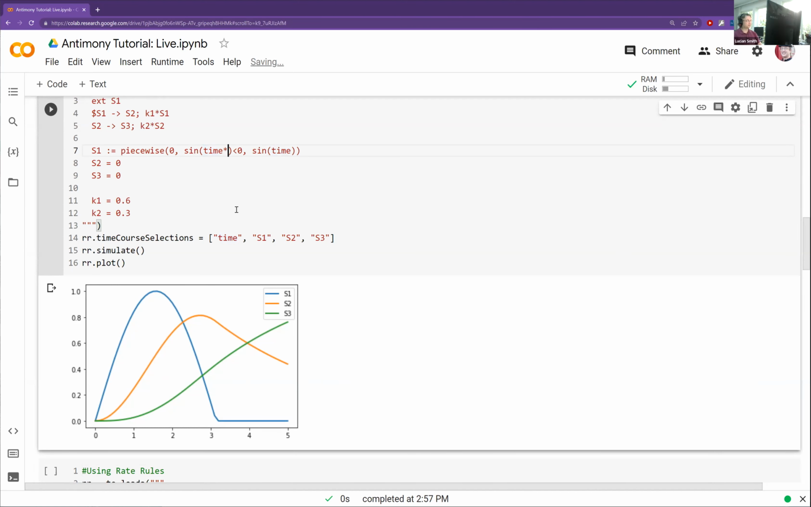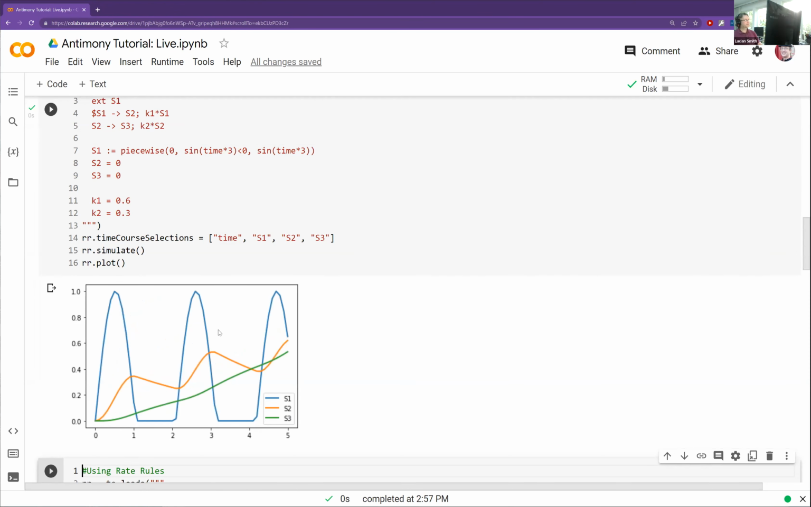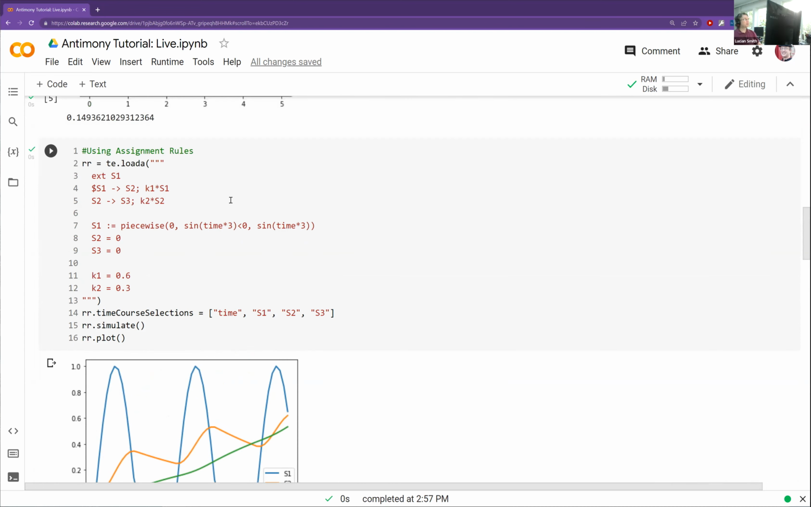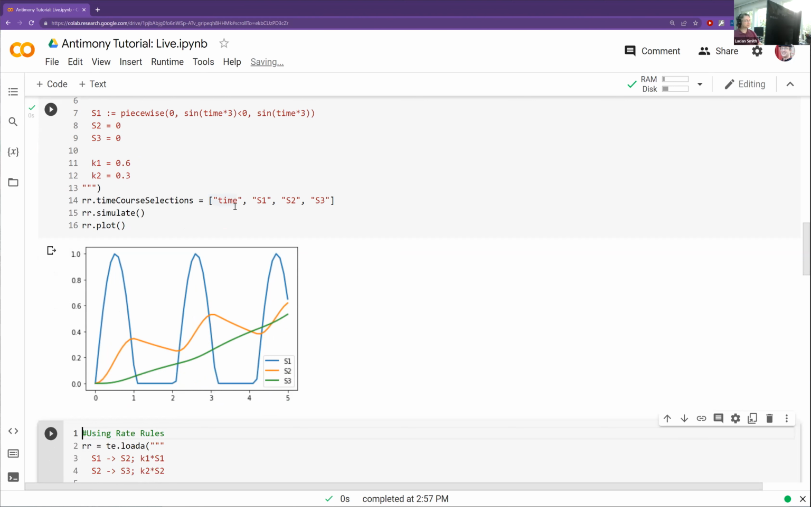Here, let's do this so we can see. Oops, yeah, times 3. All right. So now we're seeing it's a sine except it has a minimum of 0, and so now nothing ever goes negative, which is probably more biologically reasonable. So that's the basic ideas behind different things you can do with assignment rules.